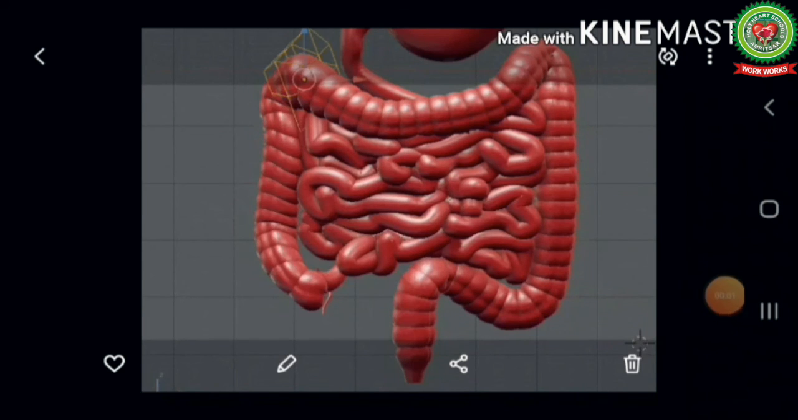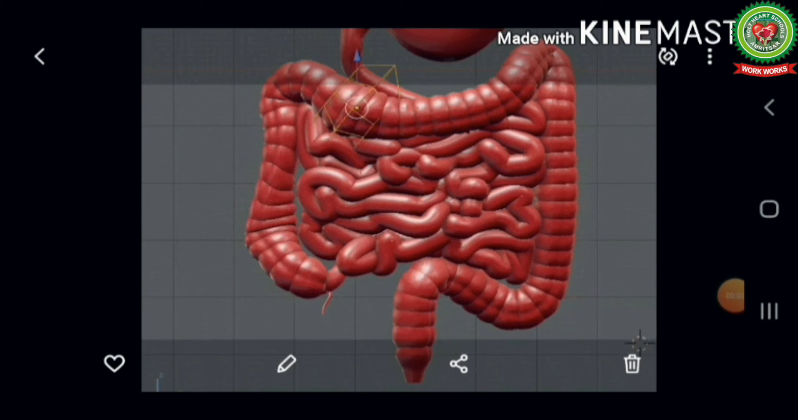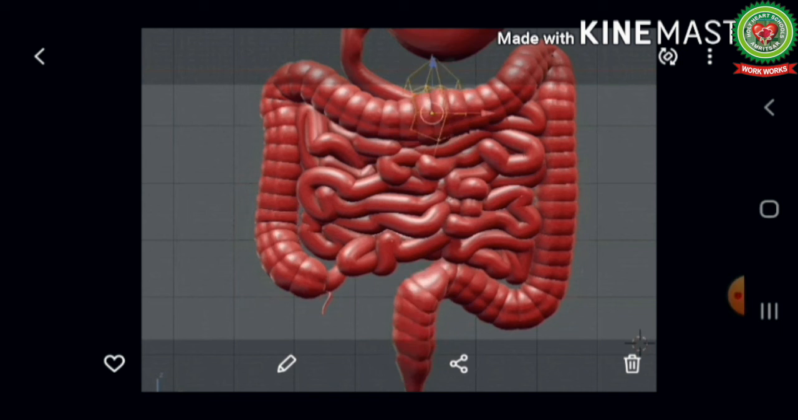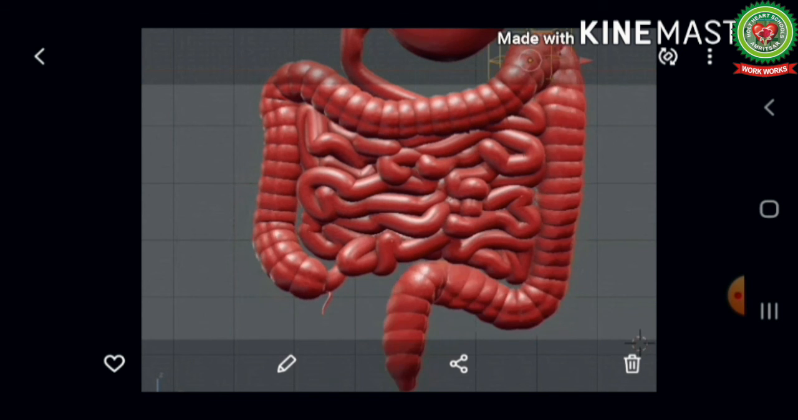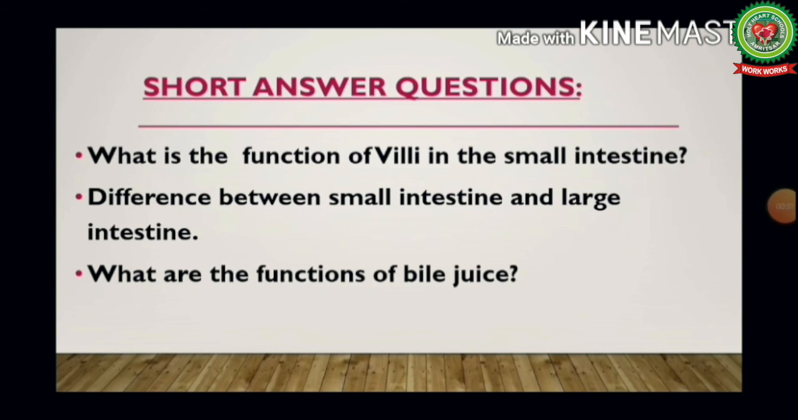In this picture you can see the undigested food is passed to the large intestine and water is absorbed in the large intestine. And I hope you have understood this topic.